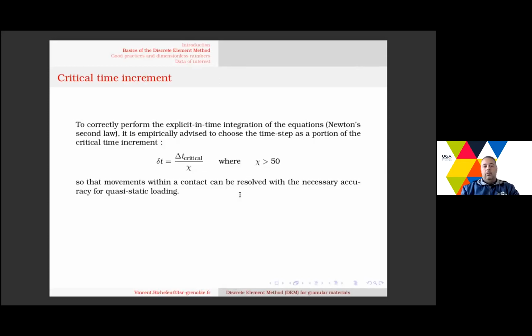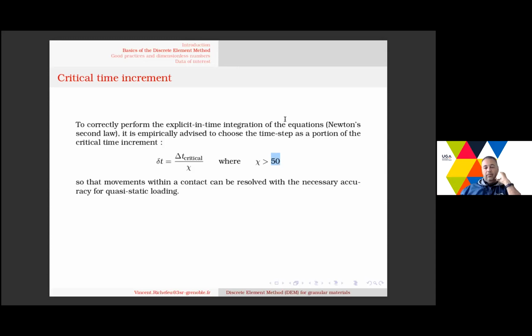In practice, to define the time step, we say that the time step has to be a portion of the critical time step. There is no well-written rule. This is only a recipe. By experience, I personally found that we should use a time step which is at least 50 times less than the critical one. Some authors will use 20. Some authors will use 100. Maybe, I don't know, actually.